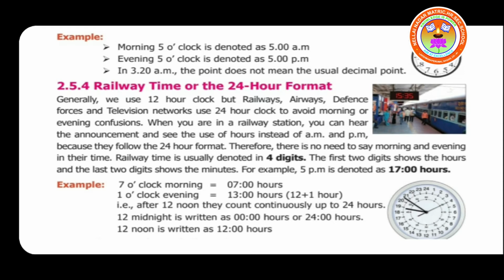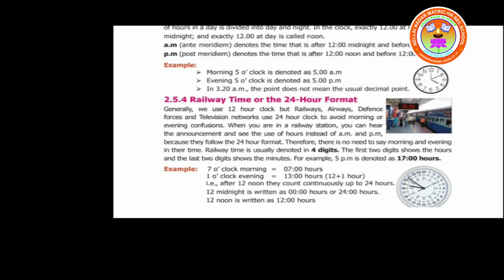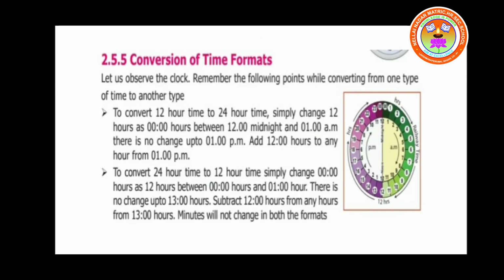Okay. Next, 1 o'clock in the evening means 13 hours. Already I told you, 12 plus 1 hour. That is afternoon, after 12 noon. They count continuously up to 24 hours. So the midnight 12 can be written as 0000, or else 24:00. You can write like this also. Okay. So 12 noon is written as 1200 hours. Okay, children. Now let us move on to the next topic.